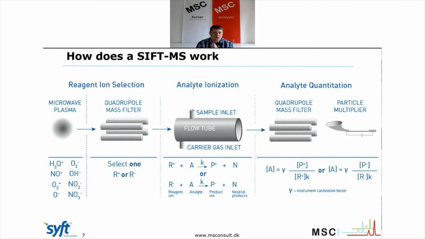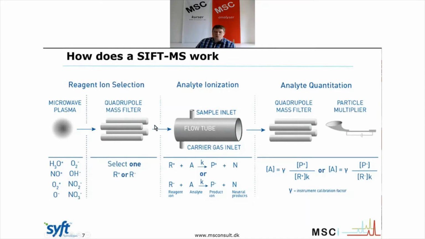A quick overview. In the beginning of the instrument, you have the source region where you generate a microwave plasma from atmospheric air. In the source region, you make sure that you have the right ratios of each of the components, like you want a certain amount of water in it if you want H3O+ ions and stuff like that. So you make a plasma where it's all combined.